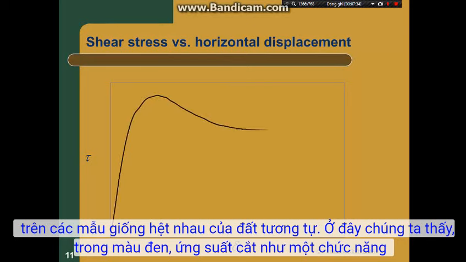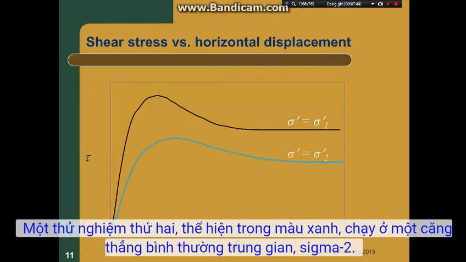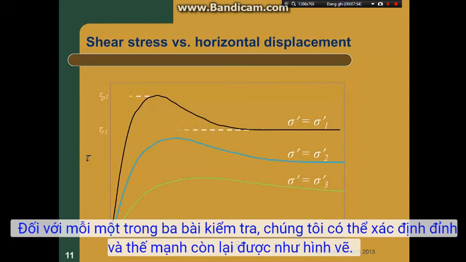Here we see in black shear stress as a function of horizontal displacement for one test run at a high normal stress sigma 1. A second test shown in blue was run at an intermediate normal stress sigma 2. And a third test shown in green was run at a low normal stress sigma 3. For each of the 3 tests, we can determine the peak and residual strengths, as seen here.